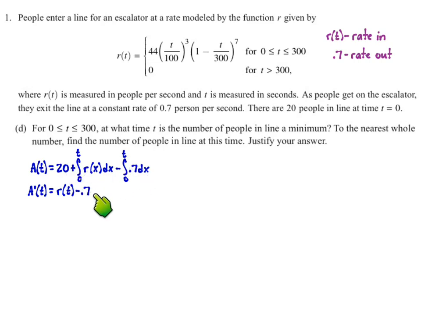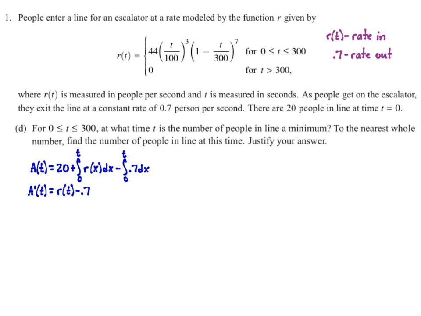Again, going through the motions here, taking the derivative, I plug in t, so I get r of t times the derivative of t, which is 1, minus plug in 0, so r of 0 times the derivative of 0, which is 0, so all of that cancels out, and you're just left with r of t. And then for this other integral, when I'm taking the derivative, there is no x to plug into, so we're just left with 0.7 as our derivative there.